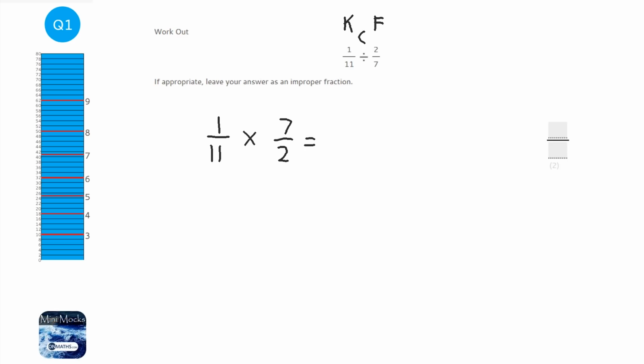And then when you're timesing fractions, you times the top, so 1 times 7, and times the bottom, so 11 times 2. So it's 7 over 22.